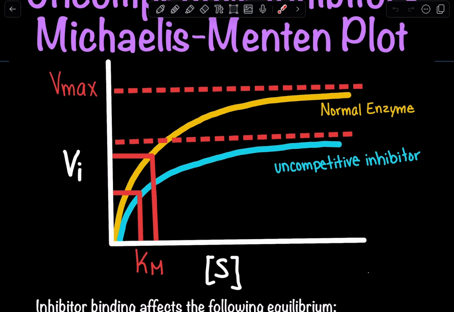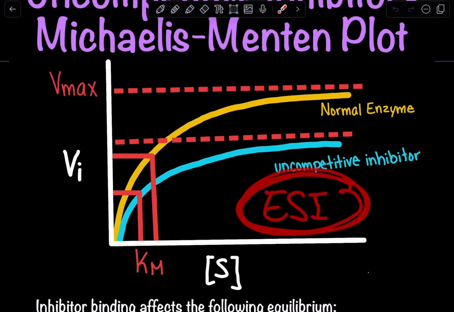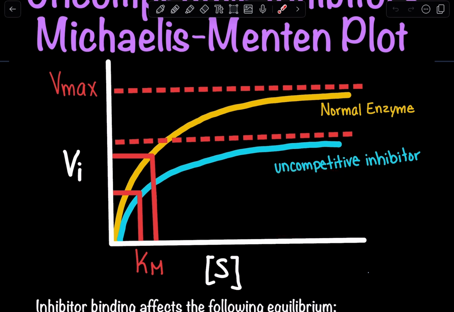initial rate. So Vmax decreases because when an uncompetitive inhibitor binds to the enzyme substrate complex, it renders this complex inactive. And since we are inactivating enzyme substrate complexes, we are reducing the number of active enzymes available to convert substrate into product. As a result, our initial rate will decrease. Now, once again, why is Vmax decreasing? Vmax is decreasing because we're reducing the number of available active enzymes because that inhibitor is inhibiting that enzyme.